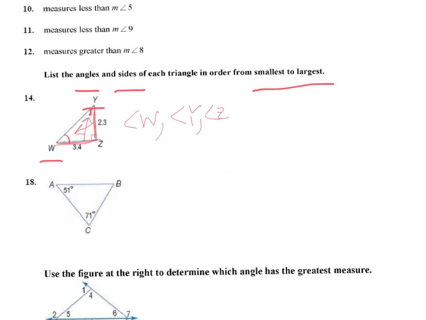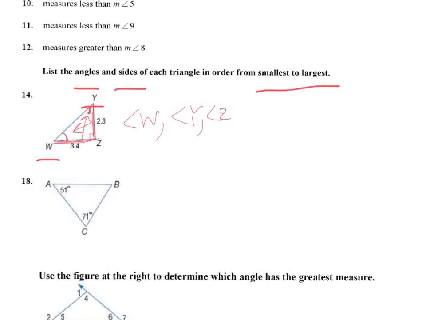Okay, so now you will do that again, but base it on the sides. And if you know the angles, it's pretty easy to come up with the sides because it's the same way. The angle opposite, or the segment opposite angle W, is going to be the shortest segment, and so on.